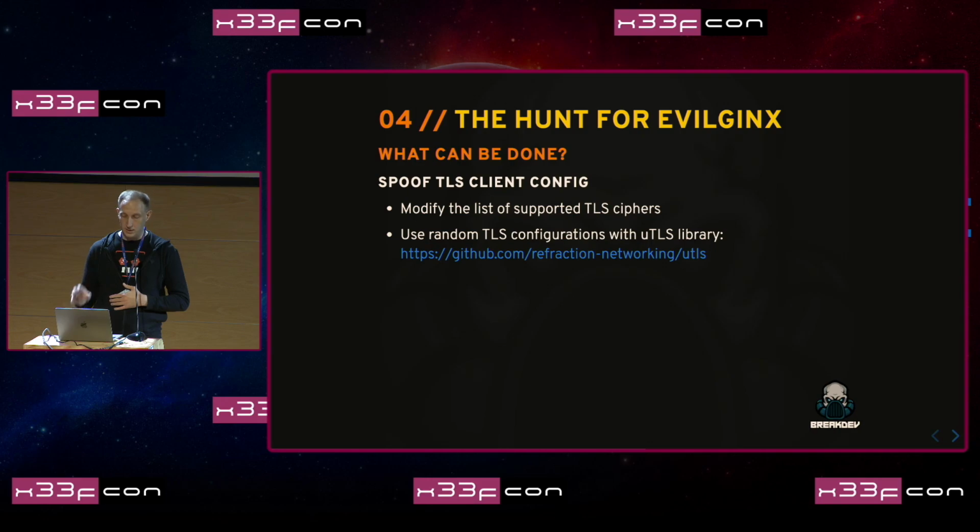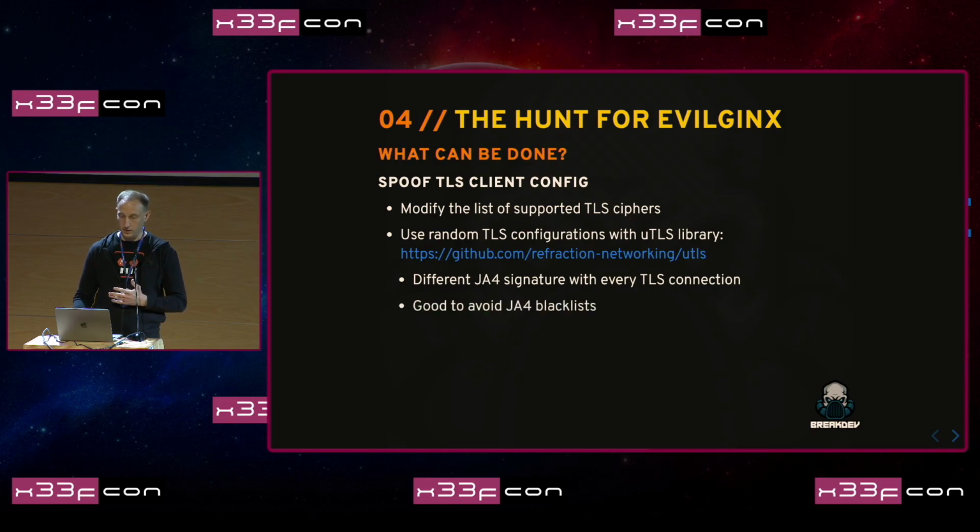And also there is this UTLS library that I implemented into Evilginx Pro that basically will randomize the list of cipher suites every time a connection is made, to prevent any form of blacklisting of the J4 signature. So it gives you a different J4 signature with every TLS connection, and it's also good to avoid J4 blacklists. So this is enough until defenders deploy more advanced detections, and probably they will.